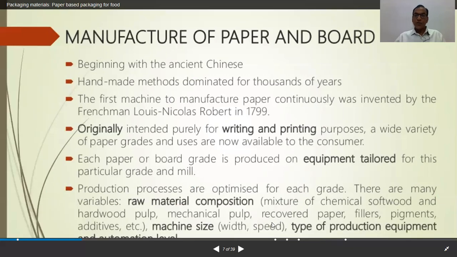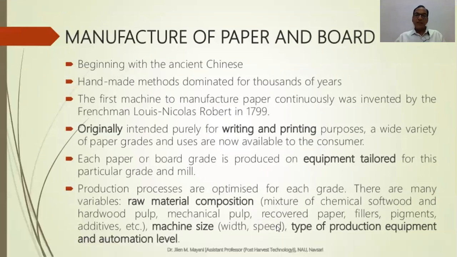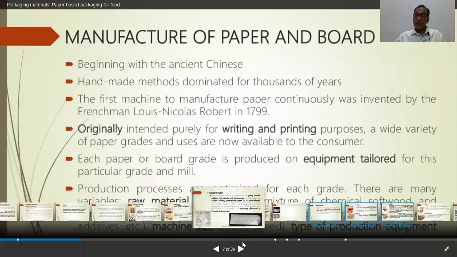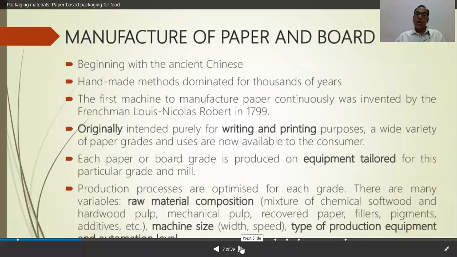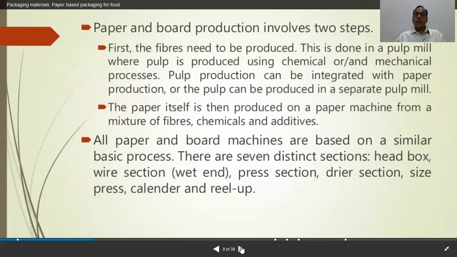All right. Production processes are optimized for each grade of paper and board, and there are many variables. Raw material composition is one: a mixture of chemical softwood and hardwood pulp, mechanical pulp, recovered paper, fillers, paint additives, etc. Then machine size, with its width and speed, type of production equipment, and automation level. They all define the various grades we are making.